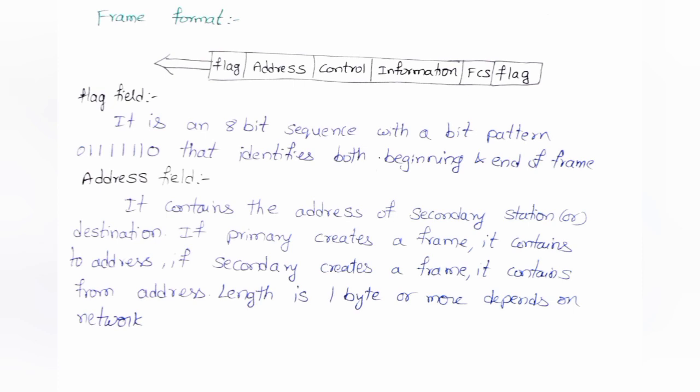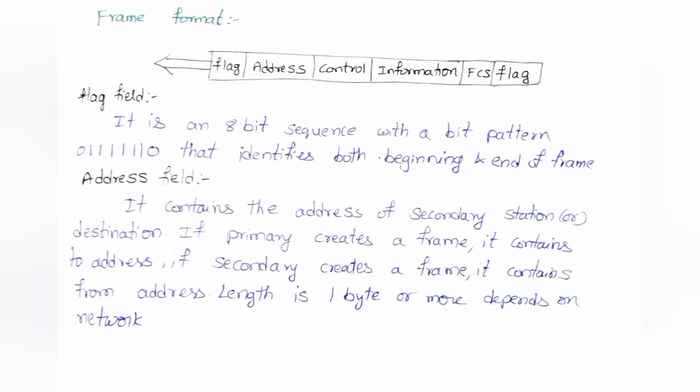And HDLC defines 3 types of frames. So this is the frame format, and it defines 3 types of frames, that is I frame, U frame and S frame. The information field is present only in the I and U frames. It is not present in the S frame.